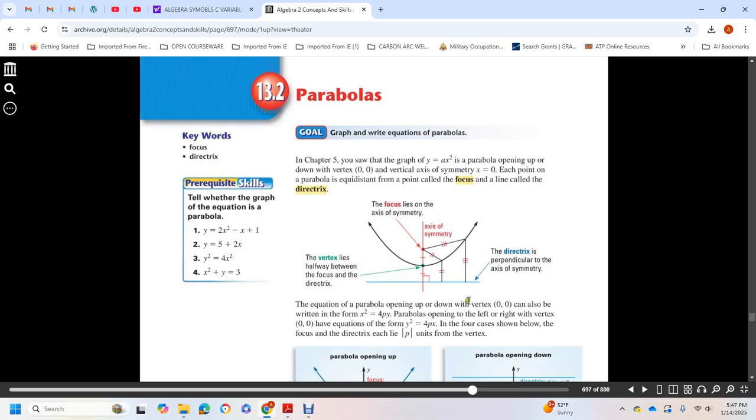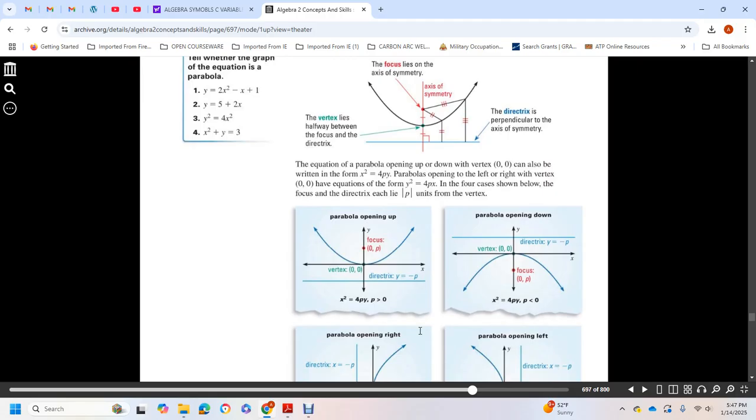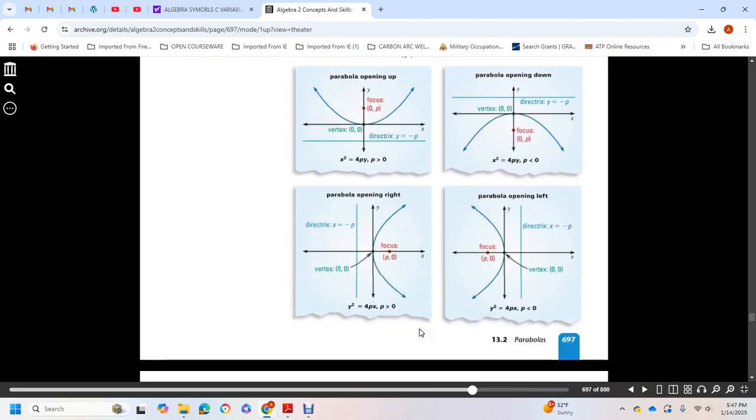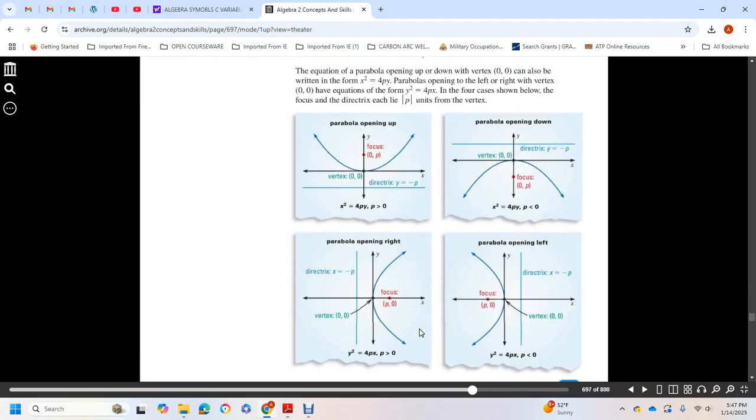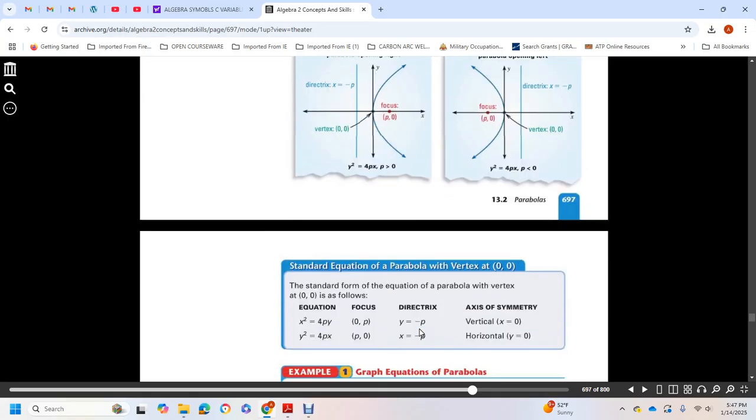The equation of a parabola opening up or down with vertex (0, 0) can also be written as x squared equals 4py. Parabolas opening left or right with vertex (0, 0) have the equation form y squared equals 4px. In the four cases shown, the focus and directrix each lie absolute value of p units from the vertex. Parabola opening up, parabola opening down, parabola opening right, parabola opening left.